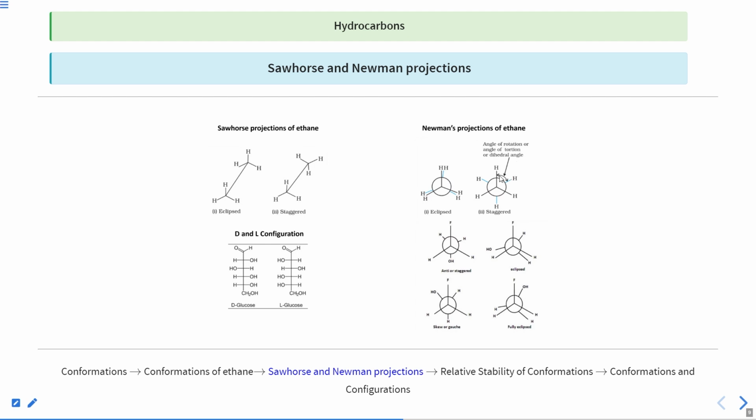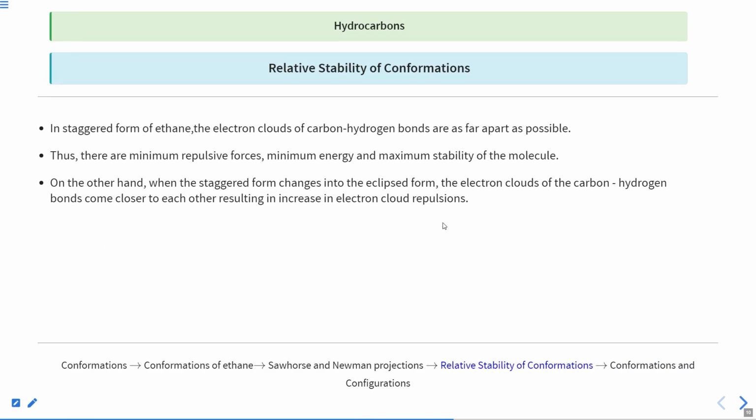Whereas in this case, you see that there is some angle between these. This is called a dihedral angle, and this bond is quite away from that bond as compared to the eclipsed structure, and that is the reason they suffer less torsional strain. Hence it stabilizes the compound.